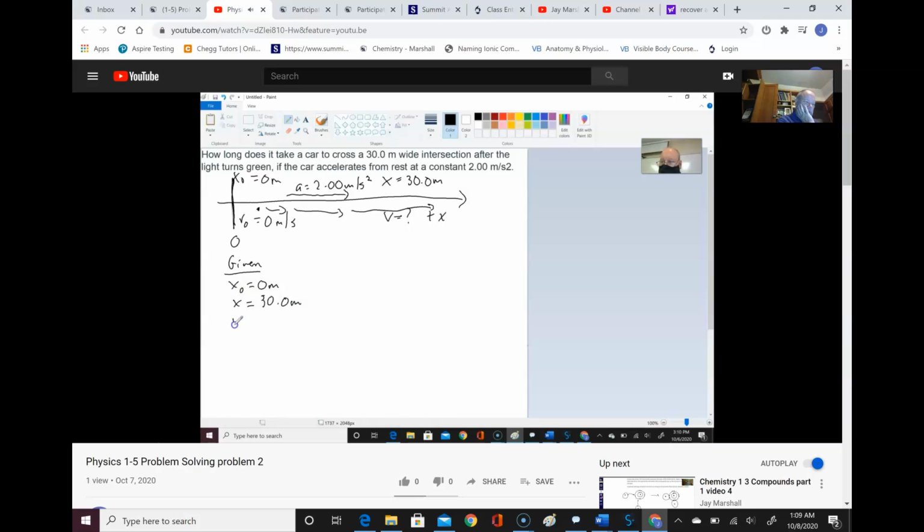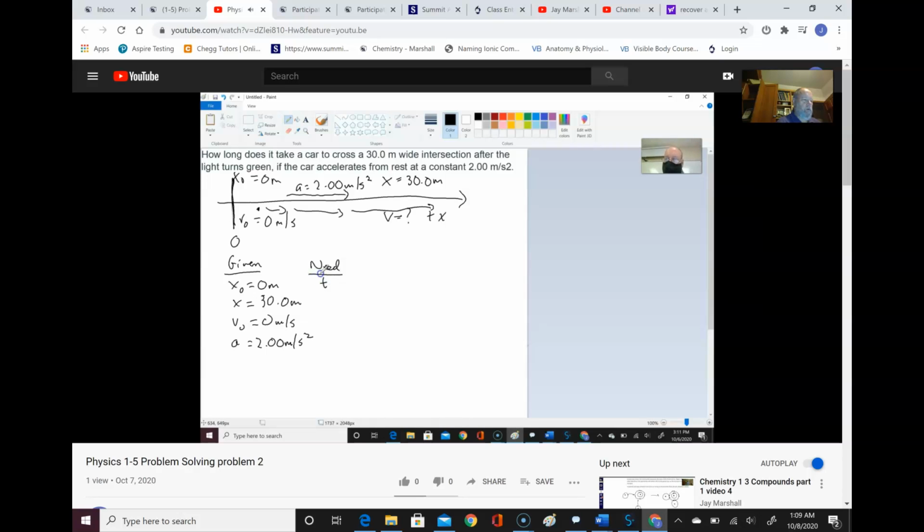x equals 30.0 meters. That's my final position. My initial velocity is 0 meters per second. I don't know what my final velocity is, so I'm not going to write that down. I know that acceleration is 2.00 meters per second squared. Now in this case I don't have time, but I do want time. Okay, so my need is going to be t.